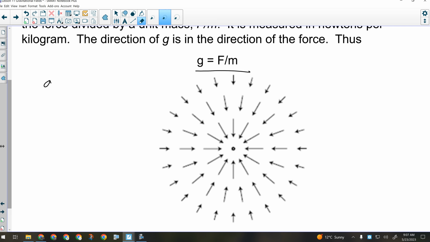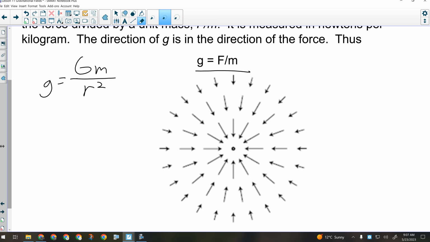And remember, we said that once you do that manipulation, you've got big G times the large mass over R squared. Okay, so our gravitational field strength is going to decrease exponentially with distance. Okay? Now, what would happen if you had two gravitational fields overlapping? Would this diagram change?